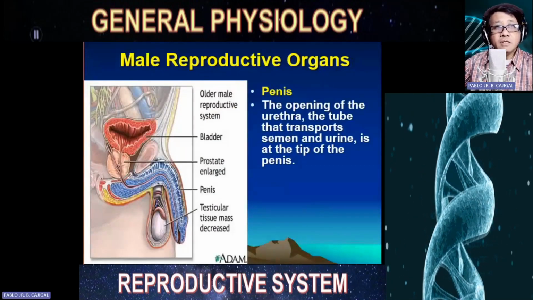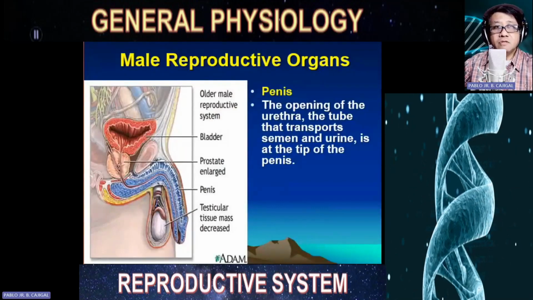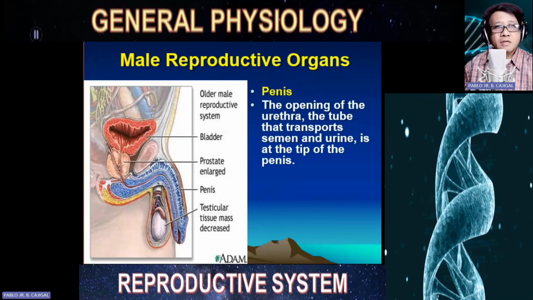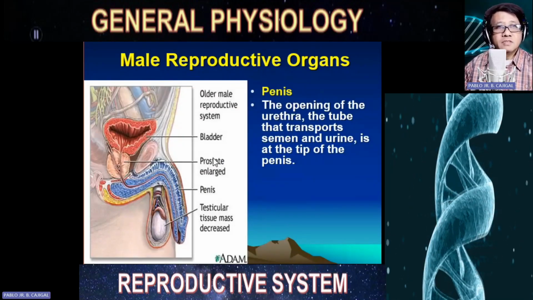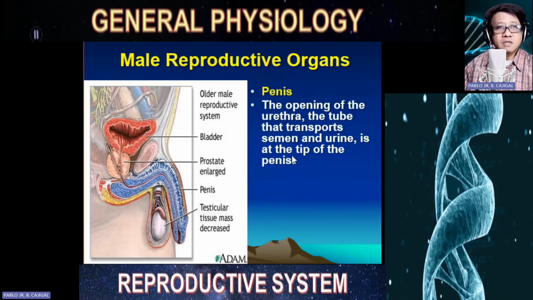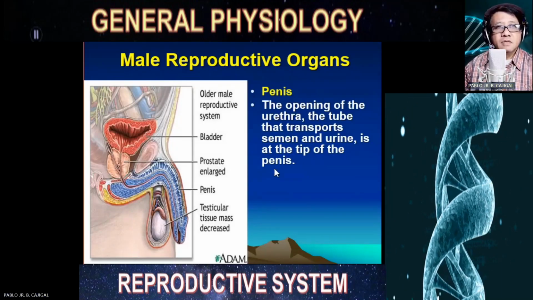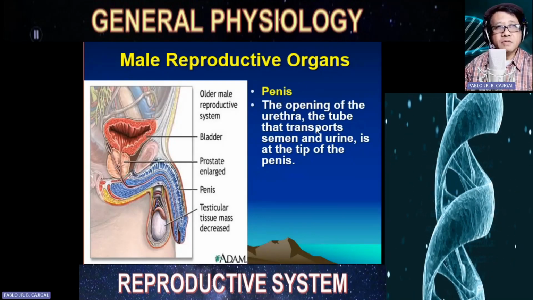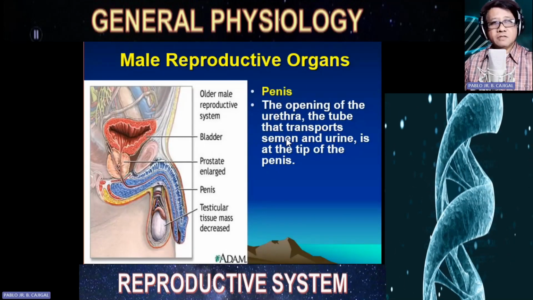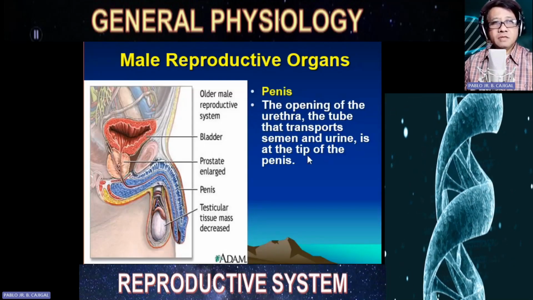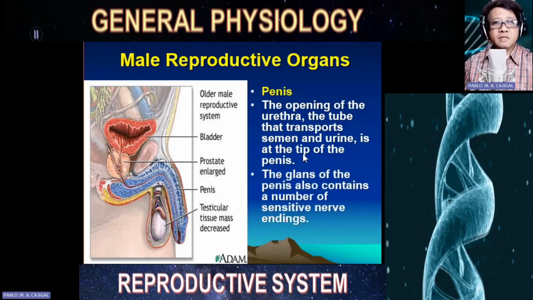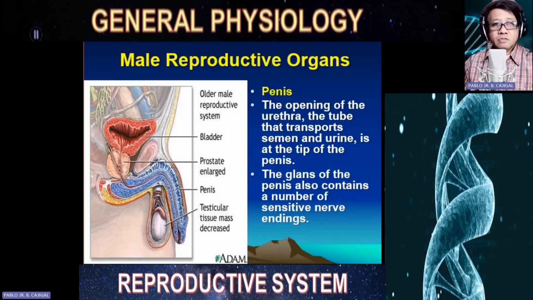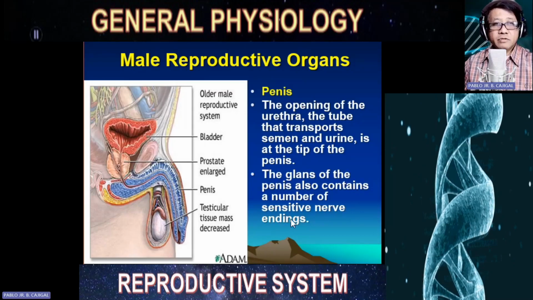Okay, the opening of the urethra, the tube that is connected to the urinary bladder, that transports semen and urine, is at the tip of the penis. That's the opening of the urethra at the glans penis. Alright, the glans penis also contains a number of sensitive nerve endings.